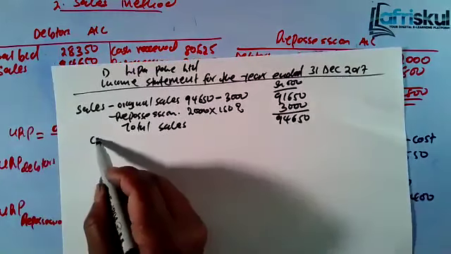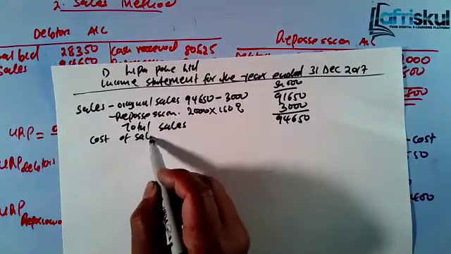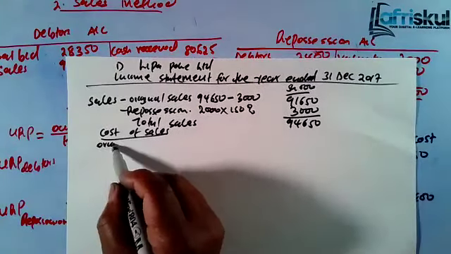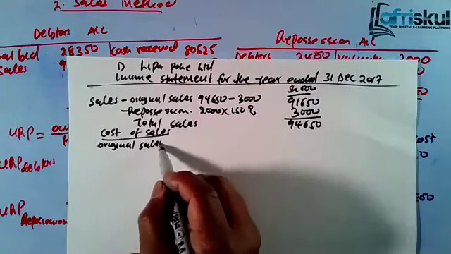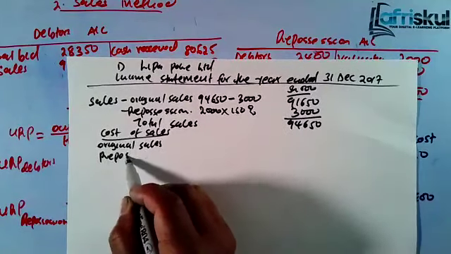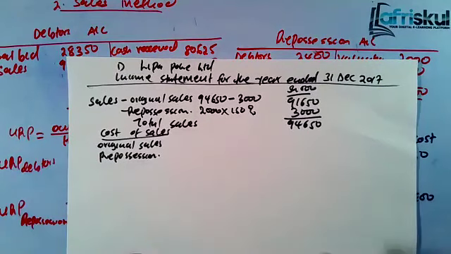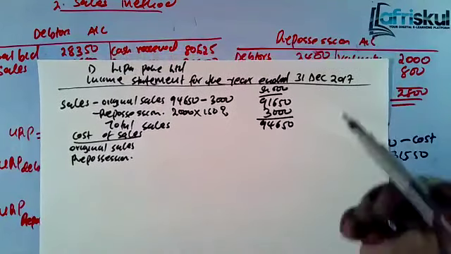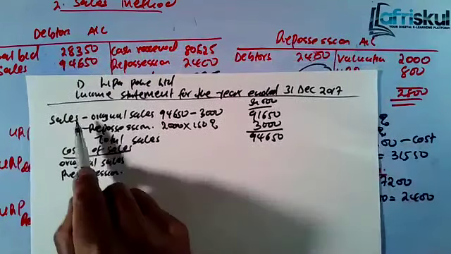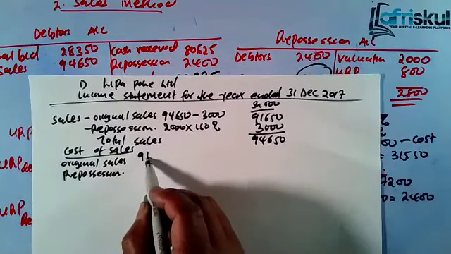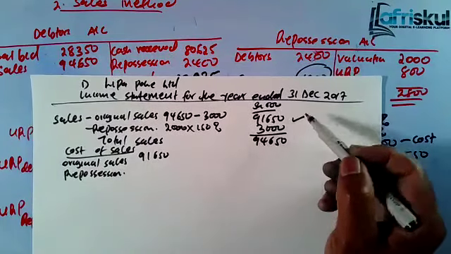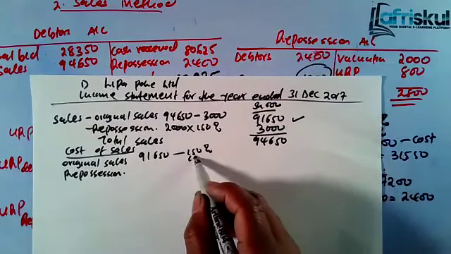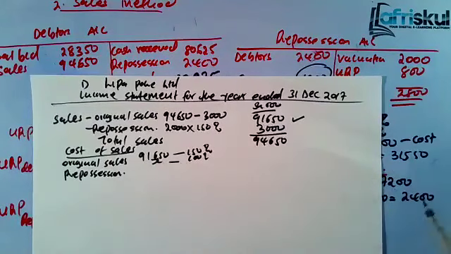Now let's go to the cost of sales. Also for the cost of sales, you have to separate between the two: the cost of sales on the original sales and also on repossession. Let's come here to original sales. It's easy to argue. This is how you argue. The original sales we have seen here is 91,650, and this one is equivalent to 150%. What about 100%? You get the cost.